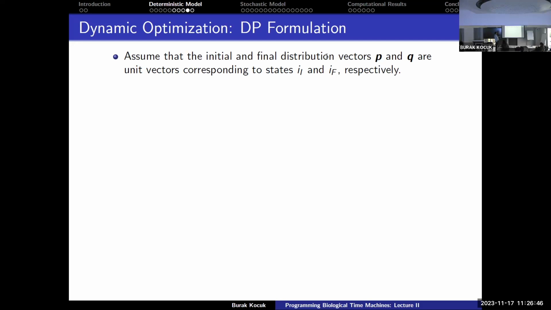Here, the situation is as follows. Suppose that I know the initial state. I denote the initial state as my initial, and I know where I want to go, which is the final state.